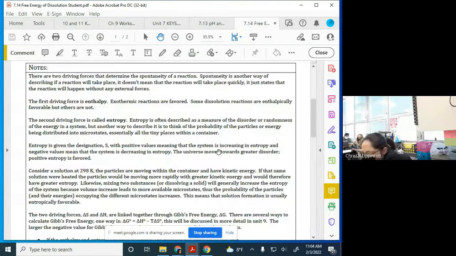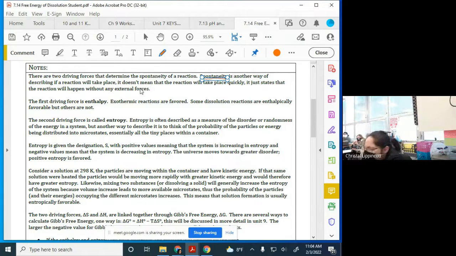we look at reactions, there's something called spontaneity, and it describes if a reaction will take place or not. So certain reactions will just take place without any external forces. I don't need to add electricity in. I don't need to do anything like that.